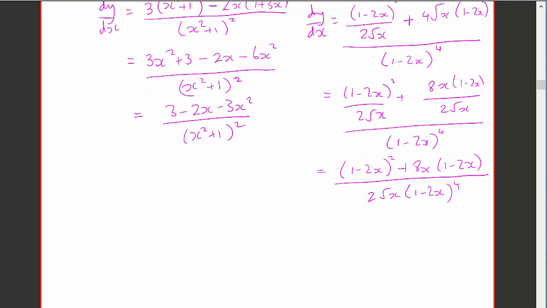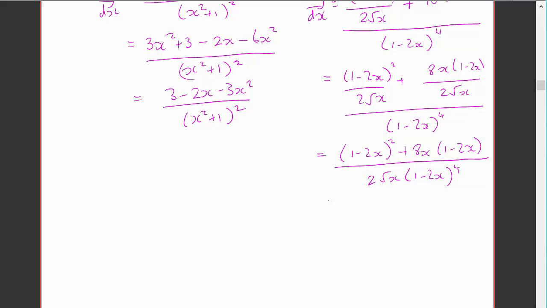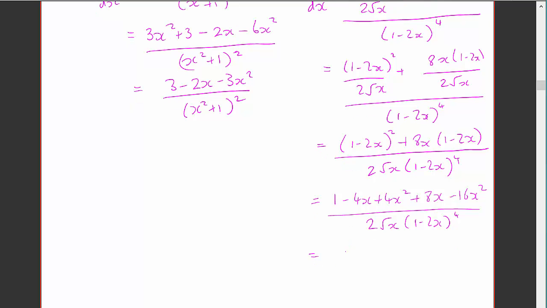And we'd probably not need to in a question, but we could now actually sort the top out as well. So if we expand, it's 1 minus 4x plus 4x squared plus 8x, take away 16x squared, all over 2 root x (1 minus 2x) to the 4. So what does that give me? It's going to give me 1, add 4x, take 12x squared, all over 2 root x (1 minus 2x) to the power 4.